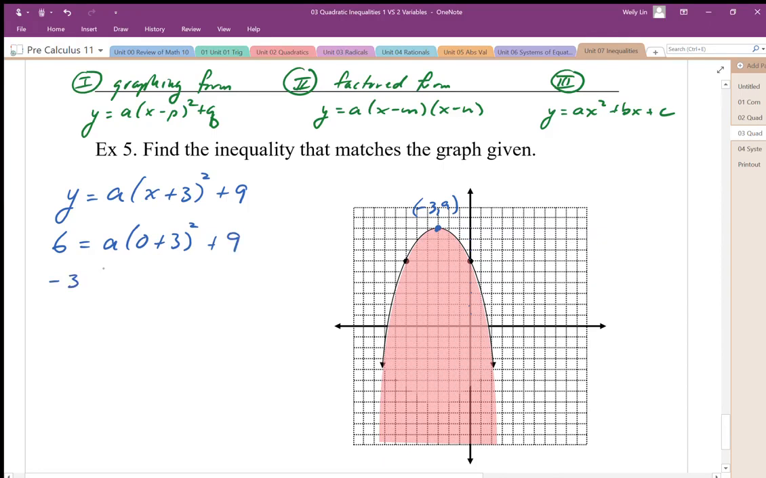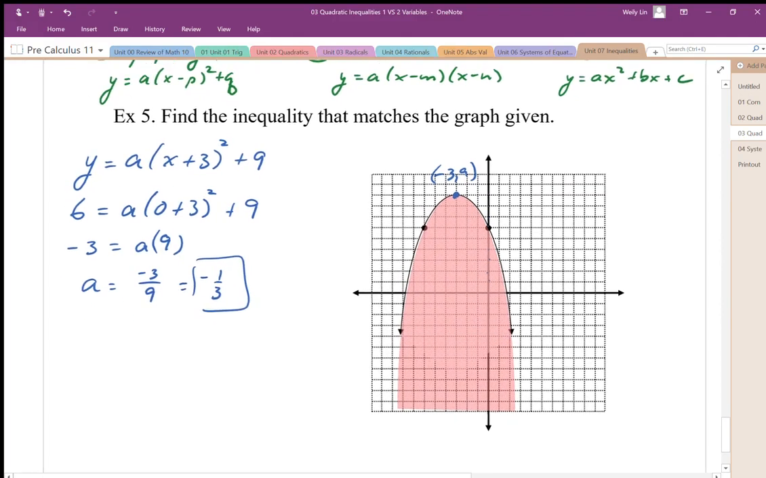I get 6 equals 9a plus 9. Subtract 9 from both sides and I get -3 equals 9a. Divide both sides by 9 and I get a equals -3 divided by 9, or -1/3. I should expect a negative because it's upside down. So my equation becomes y equals -1/3 (x plus 3) squared plus 9. There I've got the boundary line.